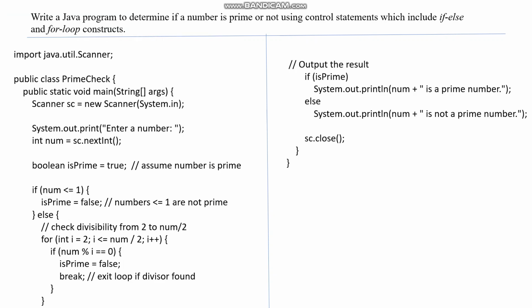Write a Java program to determine if a number is prime or not using the control statements, which includes the if-else and for loop constructs. Here our aim is to find whether the given number is a prime number or not. A number n is a prime number whenever n is divisible by 1 and itself only. At that time only n is called a prime number.